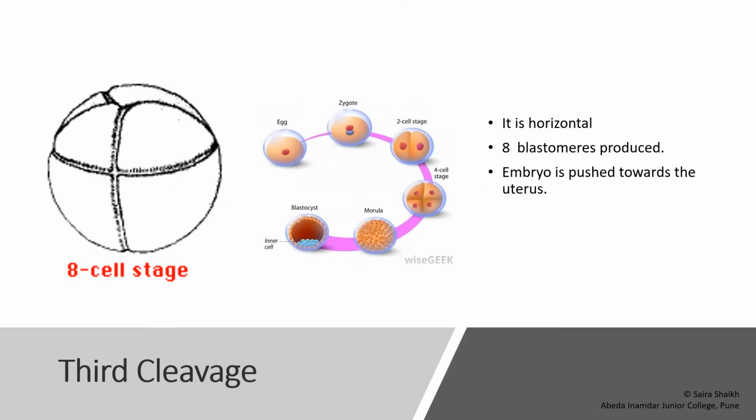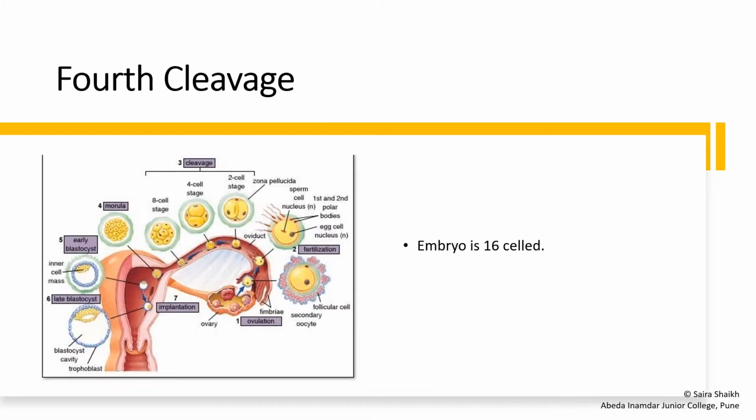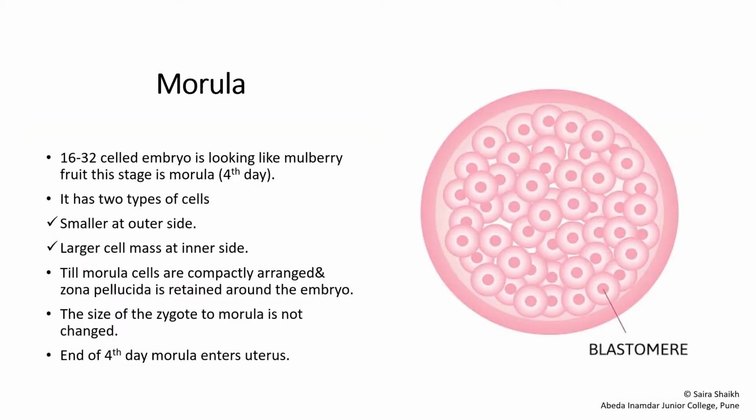The third cleavage plane is horizontal. It cuts the zygote horizontally. The four-cell structure is now converted into an 8-cell structure. The embryo is now pushed towards the uterus. In the fourth cleavage, 16 blastomeres are produced. The 16-cell structure further divides and gives a 32-cell embryo structure.